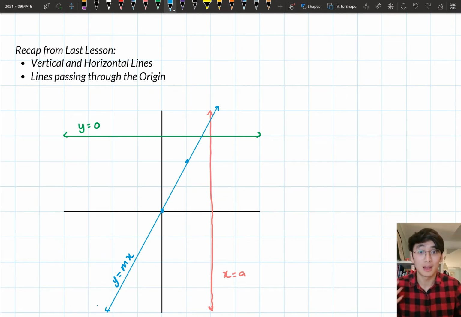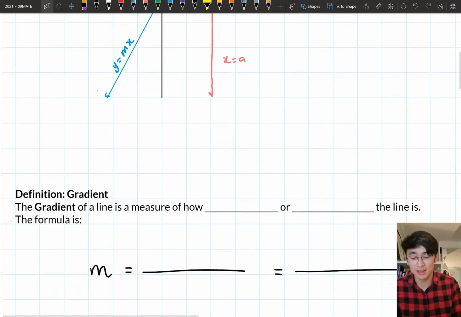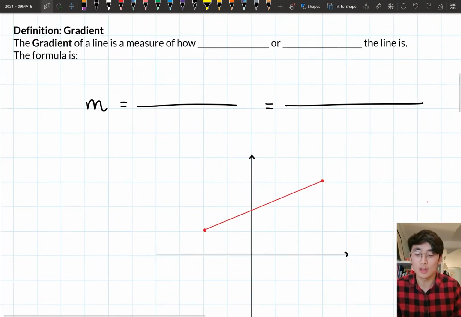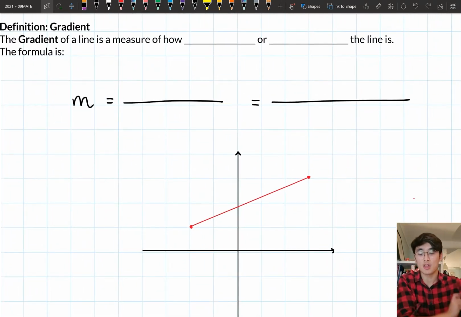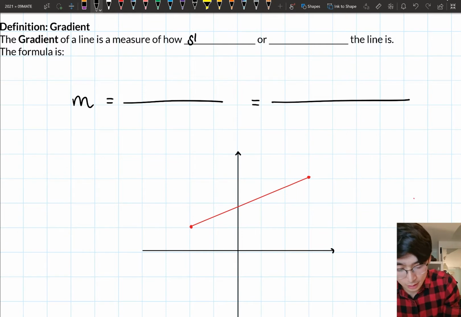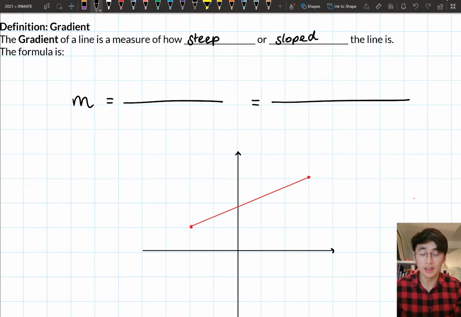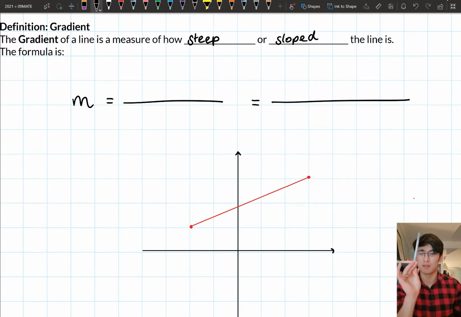So let's talk about the definition of the gradient. The gradient of a line is a measure of how steep or sloped the line is. So how steep the line is, so if it's going like this, or if it's going a lot steeper than that, or if it's going down this way, that is what the gradient measures.